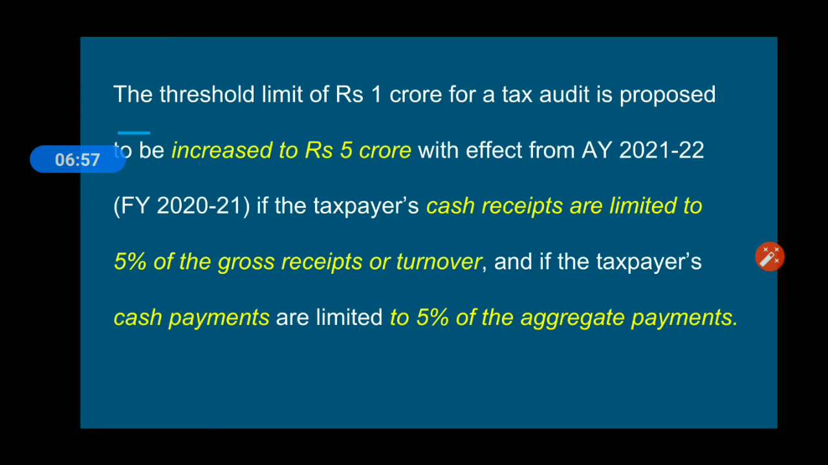But there is a condition. Your cash receipts should be limited to 5% of your gross receipts or turnover, and your cash payments limited to 5% of your payments. Only if you satisfy the conditions can you avail the 5 crore limit. Otherwise, you will fall under the 1 crore limit only, and you are liable to get your books audited by a chartered accountant. And moreover, the due date has also been extended to 31st October, whereas it was 30th September every year.